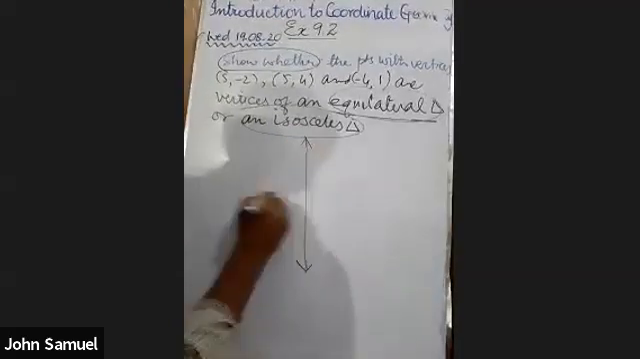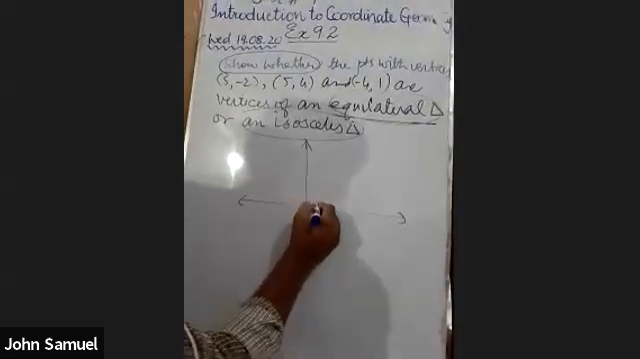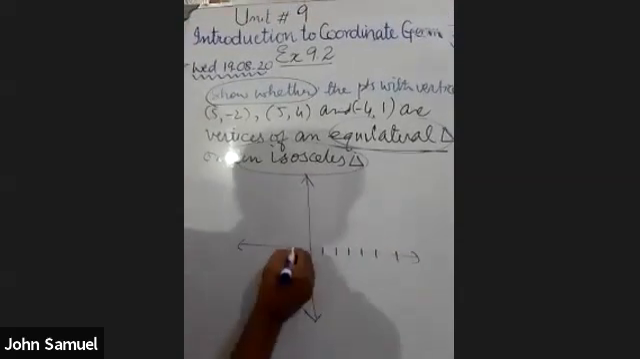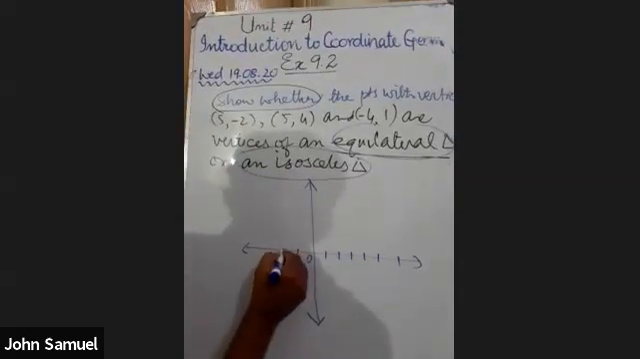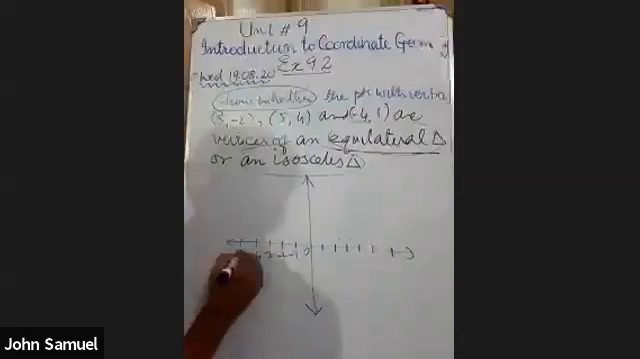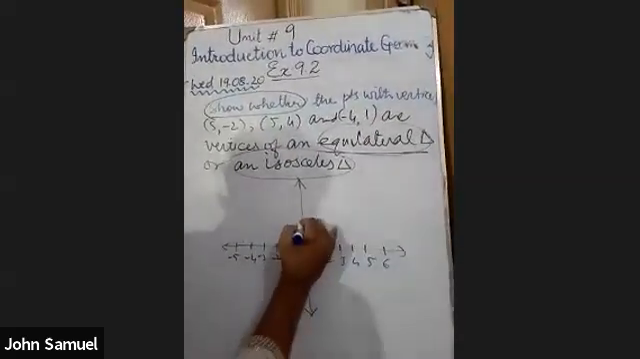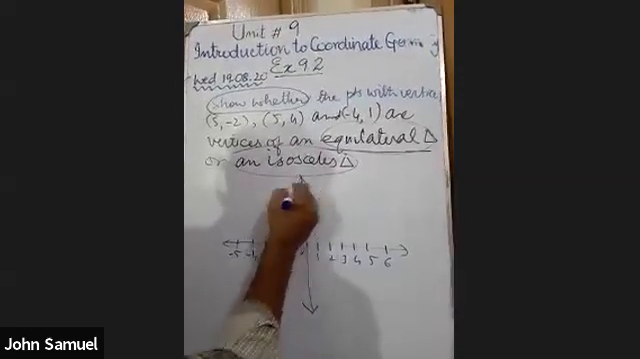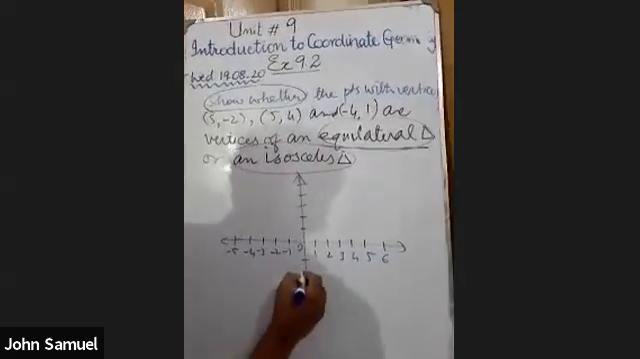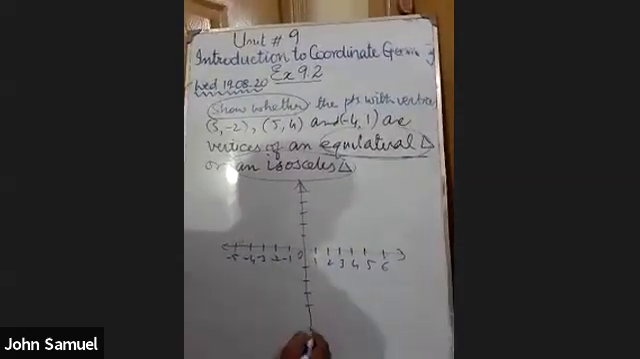Okay, look very carefully, my dear. It's very important. This is 0. Take equal distances: 1, 2, 3, 4, 5, 6. Similarly on the other side, 1, 2, 3, 4, 5, and -1, -2, -3, -4, -5. Then on the y-axis, 1, 2, 3, 4, 5, and 6, and 1, 2, 3, 4, 5 below.